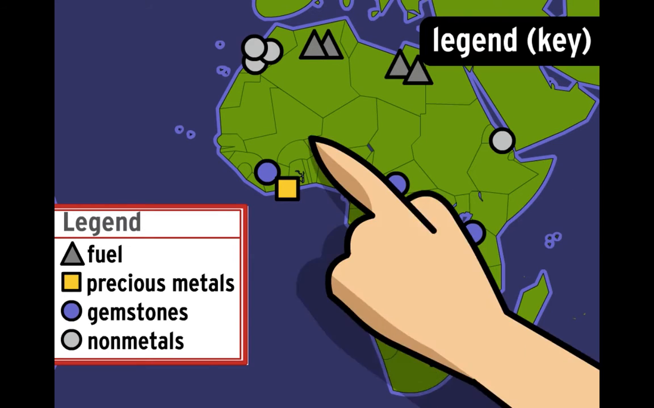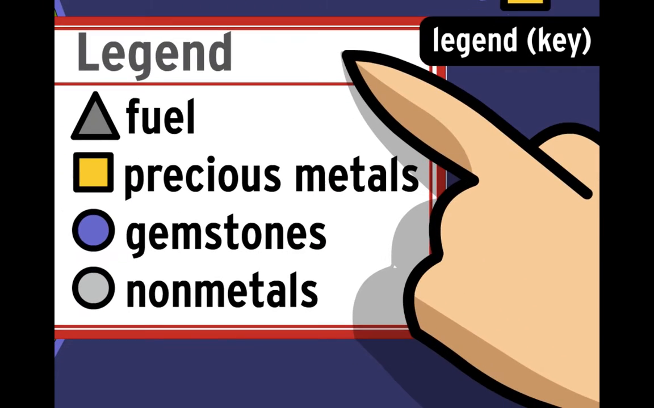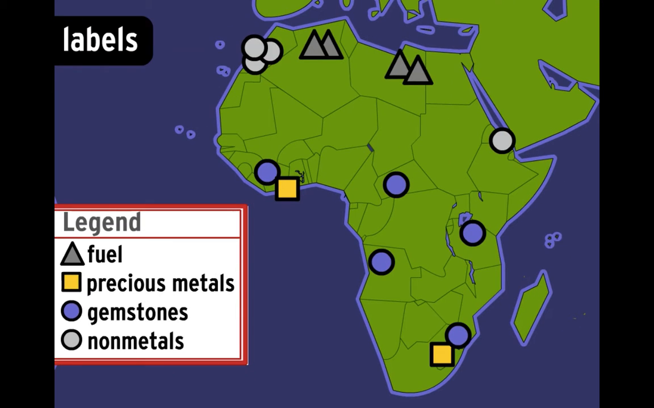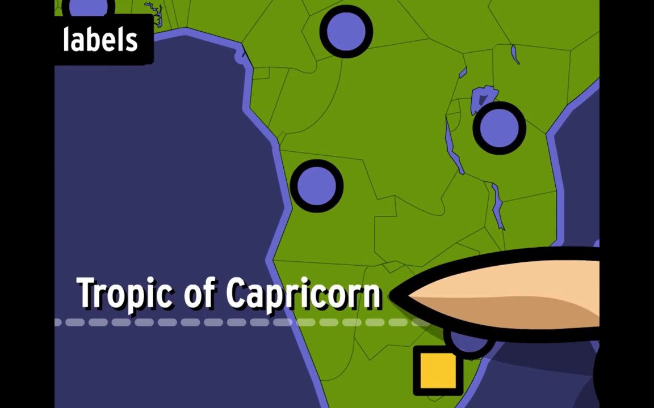Oh, I just looked at the legend, or key. A legend tells you what the symbols, lines, and colors on a map mean. See, this one shows what the symbols represent. Labels are words that can explain something about the map. This one says Tropic of Capricorn.